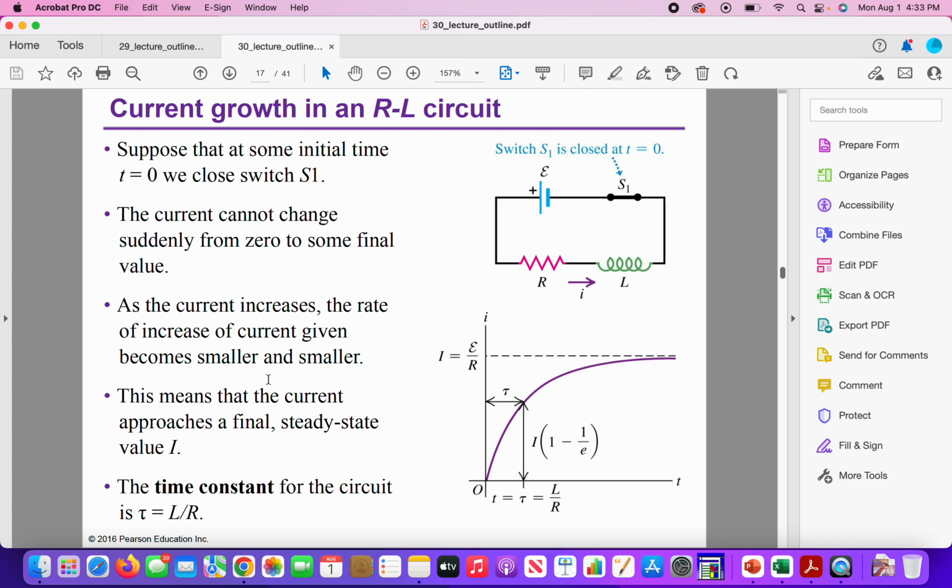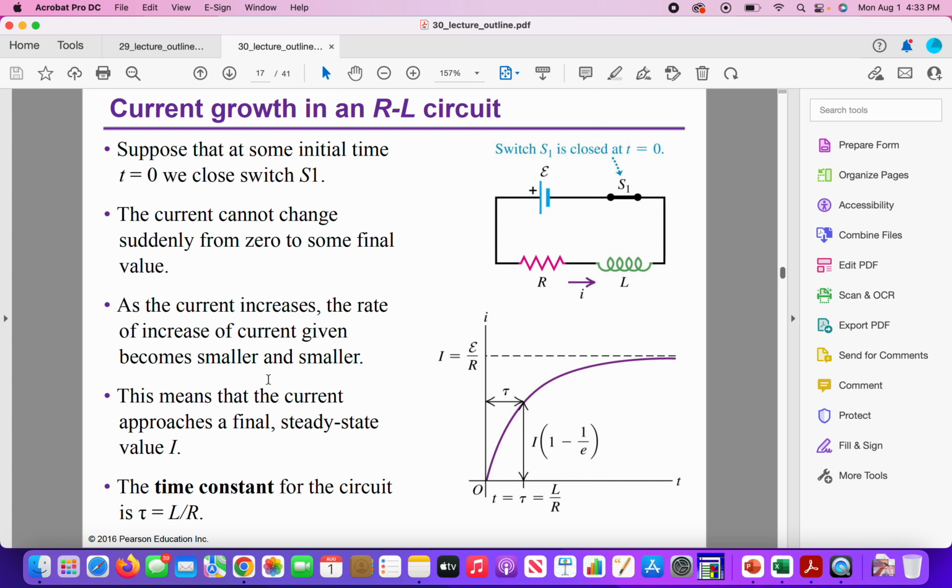Now this is when we close S1, and we're going to find that at t equals 0, we close the switch S1, and the current cannot change suddenly because of the inductor. Because of the self-inductance, it's going to go from 0 to some final value, but it needs time. As the current increases, the rate of increase of current is going to become smaller and smaller, because finally that current is going to approach a final steady state value I, which is EMF divided by R.